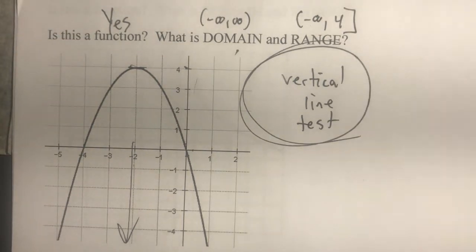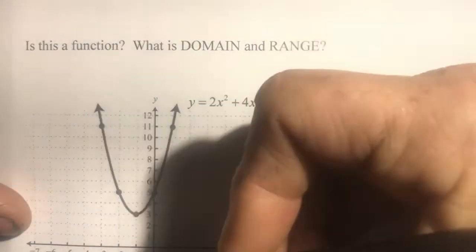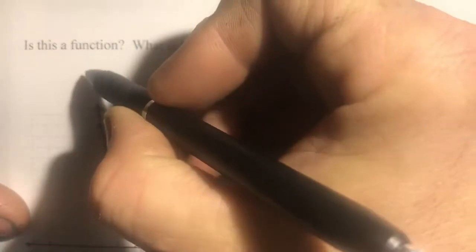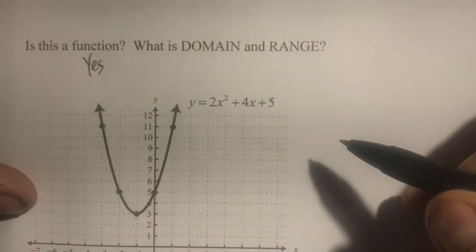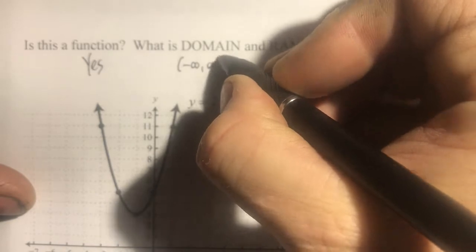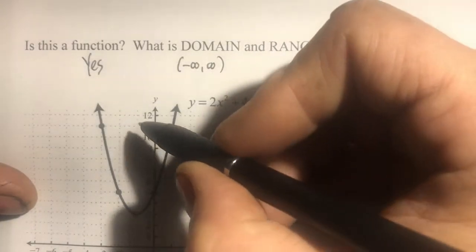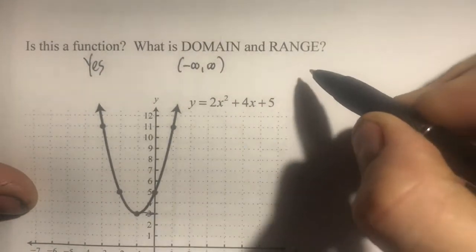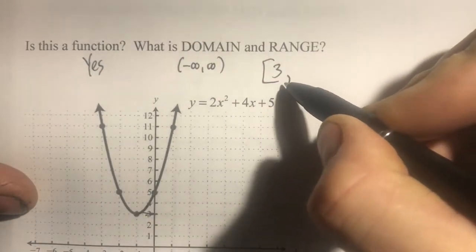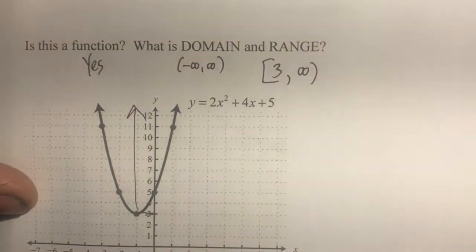Okay, here's one that's concave up. Is this a function? Yes. No matter where you draw a vertical line, you'll touch it once, so yes, it is a function. What's the domain? Every one of these is negative infinity to positive infinity. Every one of these parabolas. What's the range? The furthest down it goes is right here, 3. And you do include it. The furthest up it goes, infinity.